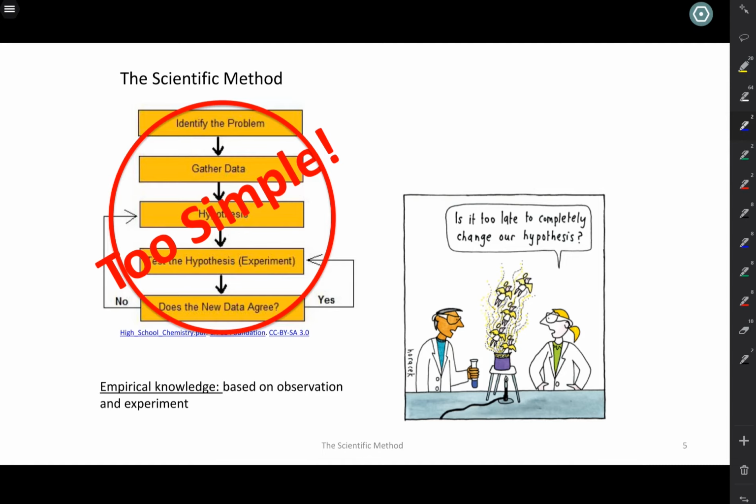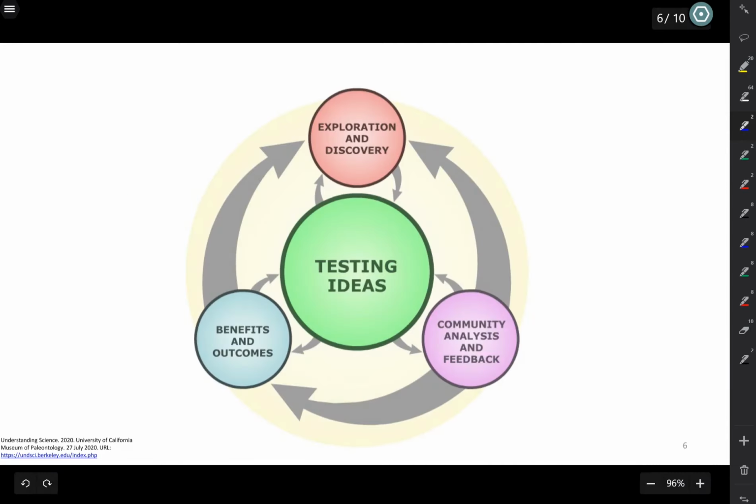So let's look at a little more nuanced version of the scientific method, something that I like a little bit better. So this model is from University of California, Berkeley, on their website about understanding science, and this figure shows 4 fundamental parts to the scientific method. Okay, so this first phase, exploration and discovery phase, this is where one makes observations, asks questions, and collaborates with others to kind of form some sort of idea about something that we want to test.